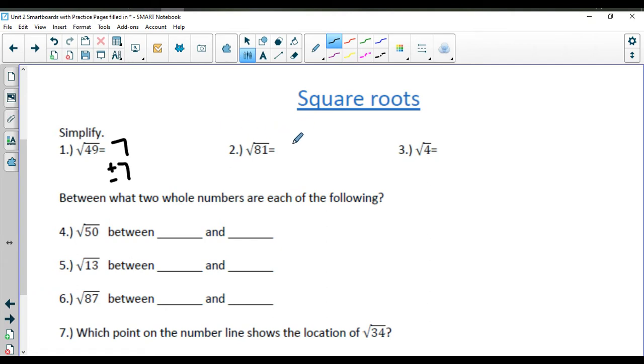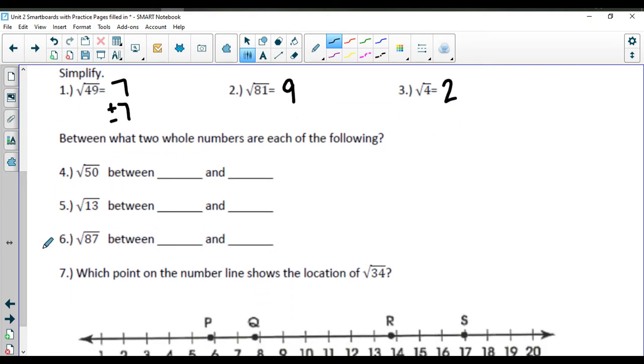For number 2, the square root of 81 is 9, because 9 times 9 is 81, and the square root of 4 is 2. Between what two whole numbers are each of the following?